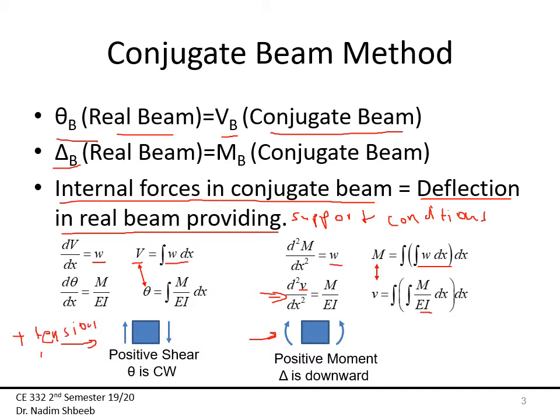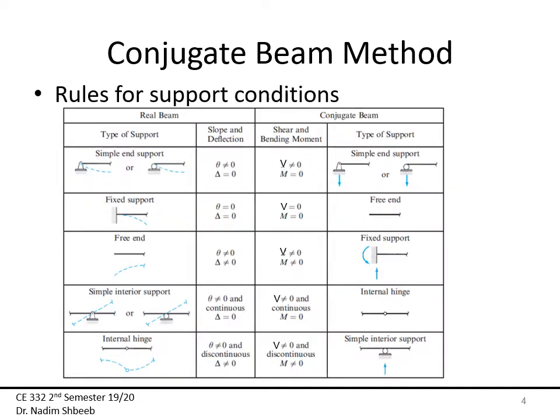Okay, so if I'm drawing my moment diagram on the tension side, then the loads are going to be away from the beam. Positive shear on the conjugate beam means my theta is rotating clockwise. Positive moment means that my deflection is downward. Okay, now I'm going to talk about the support conditions.